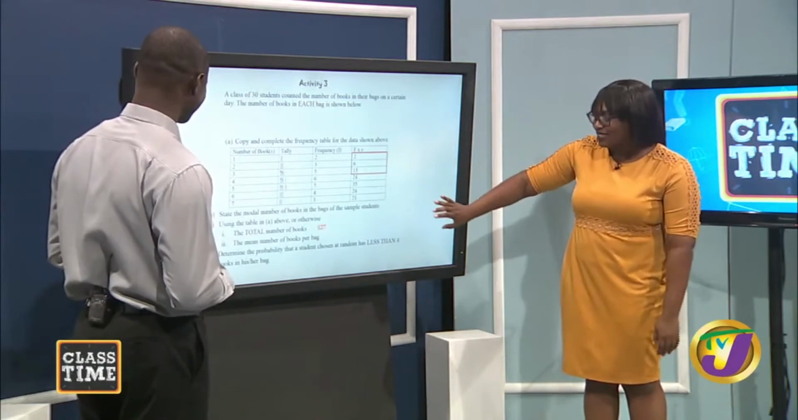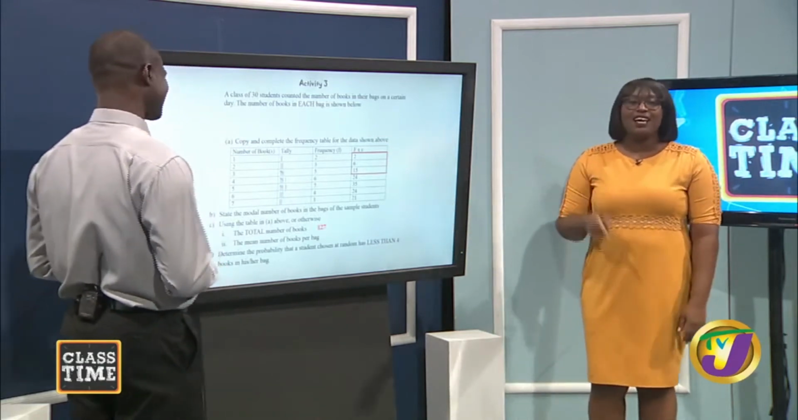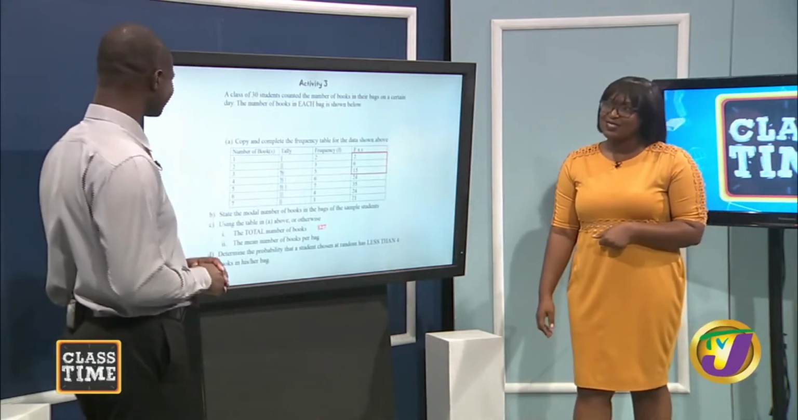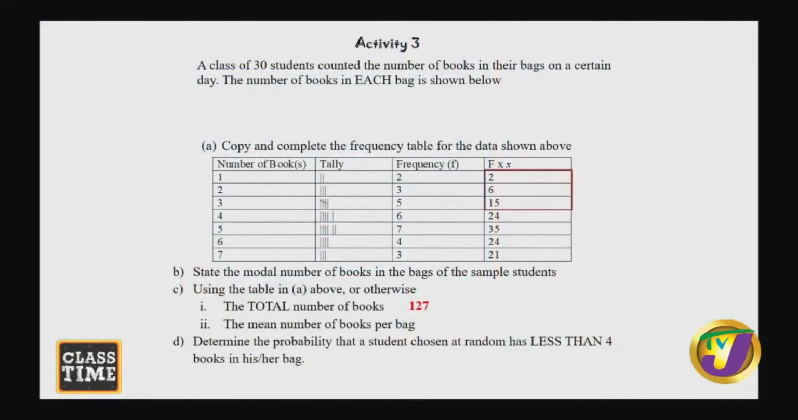So let's see if you're correct, sir. Oh, 127. I have a feeling Mr. Price knows the answers. All right, so it's 127 books. And they also asked us for the mean number of books per bag. And again, you see this coming up again, mean. They're asking us for the mean number of books per bag.